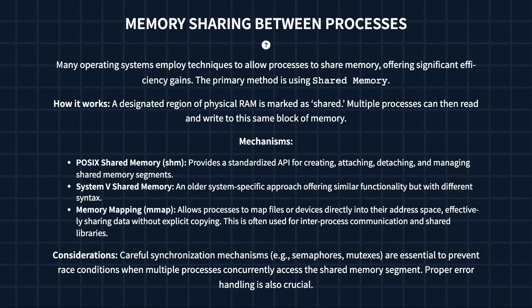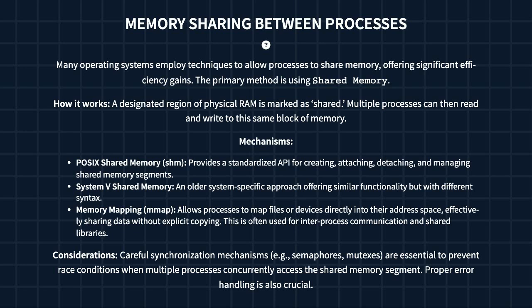Okay, let's talk about how different processes can actually use the same chunks of memory. A really common technique used by operating systems is something called shared memory. Basically, we designate a specific area in RAM, or computer's main memory, that multiple programs can access at the same time. It's like having a communal whiteboard that everyone can write on.